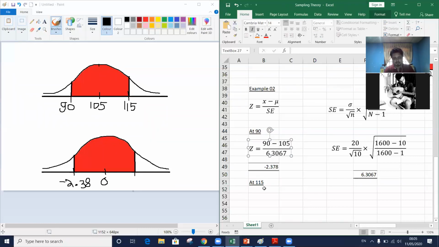Right? Now what should be the Z value here?